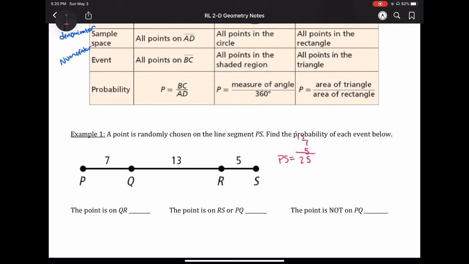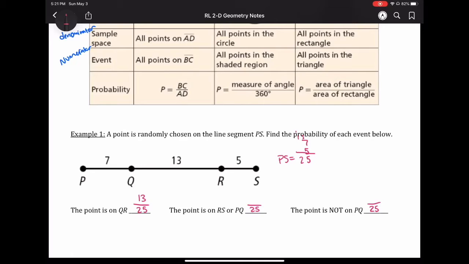So right away, I know that all of these fractions are going to have 25 as our denominator because the sample space goes on the bottom of the fraction. All right, the point is on QR. Well, the distance from Q to R is marked as 13. So that means our probability is 13 out of the total sample space of 25.